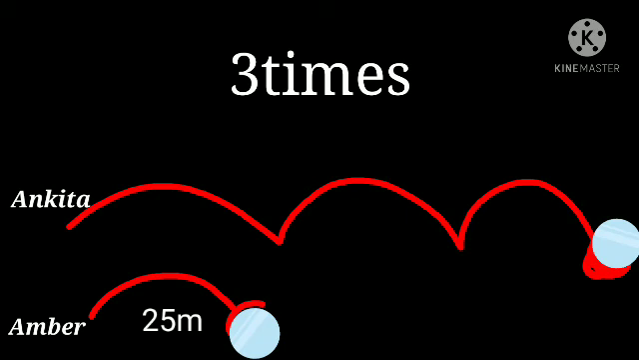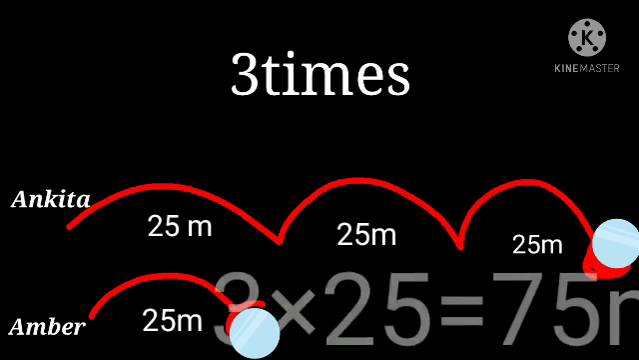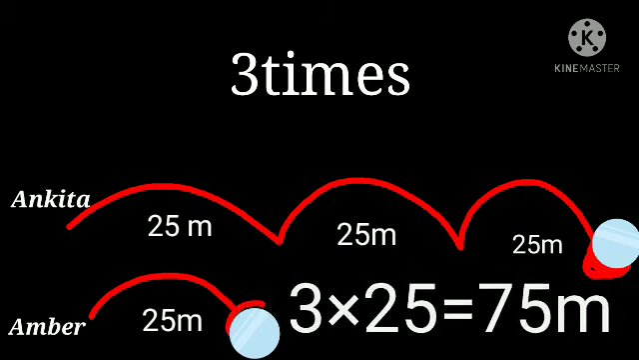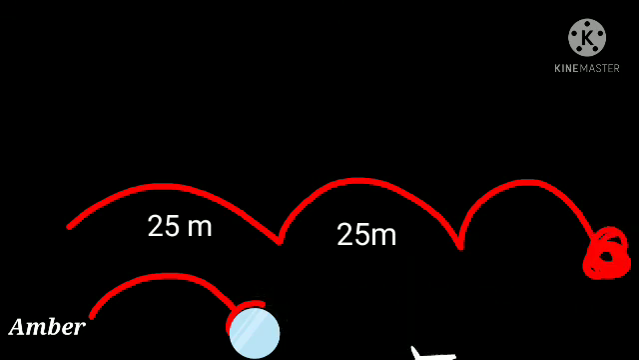Okay, so here what you have to do? You have to do multiplication. Obviously you see here 25 meter, right, and 3 times, so that means again 25, 25 and 25. So this 3 we have to multiply with 25. Then what will be the answer? The answer will be 75. So Ankita threw the ball at a distance of 75 meter. So in this way you have to write it.